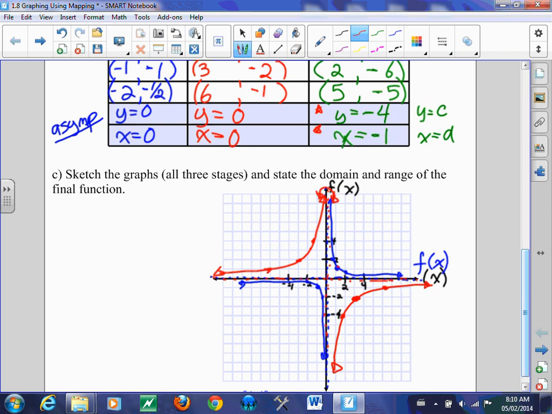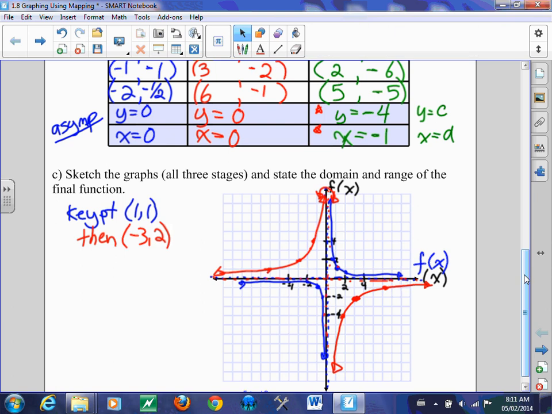So just notice what's happened to the key point here. My key point that I started with, my parent function, that's why I went to blue again, was 1, 1. Then it went to the ordered pair negative 3 and 2. If you break that down, ladies and gentlemen, it shows you the actual shift of A and D, A and K, so you could figure that out.